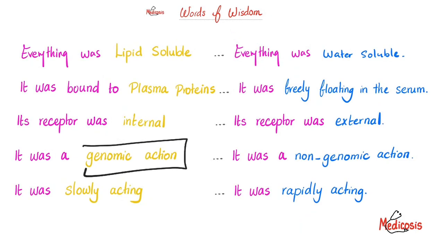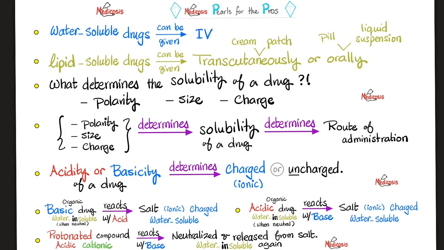Why genomic action? Because when you are lipid-soluble, your receptor is inside, sometimes in the nucleus. Oh, the nucleus has DNA and DNA has genes. Genomic. Why did we learn about all of that? In order to understand this glorious slide.